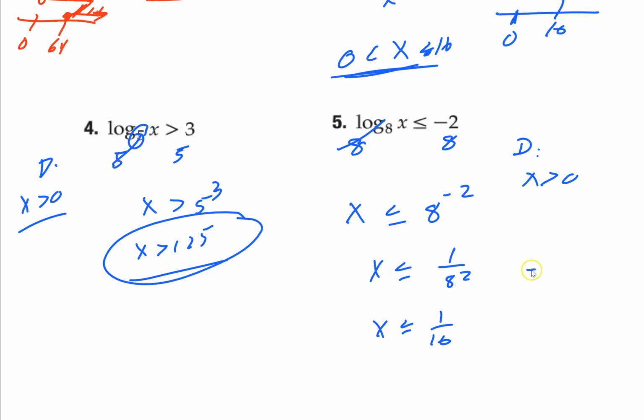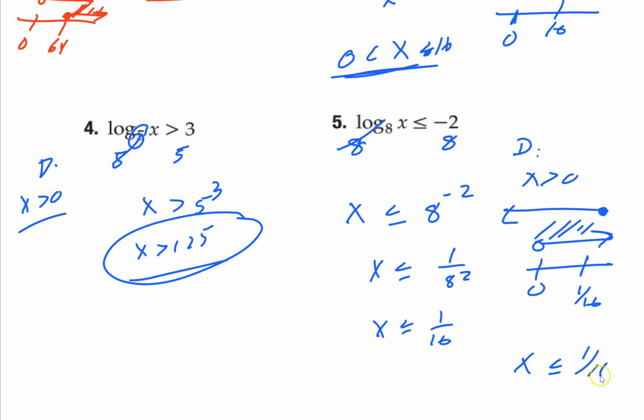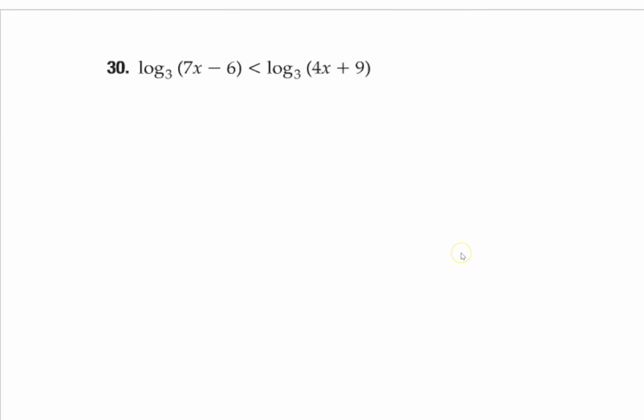And if you're not sure, you could graph it. Here's 0, open circle. Here's 1/64, really close to 0. This is a closed circle this time. You're going that way, so it's overlap. You're in between those two answers. Let's do the same thing with logs on both sides. This is probably the final one we do.